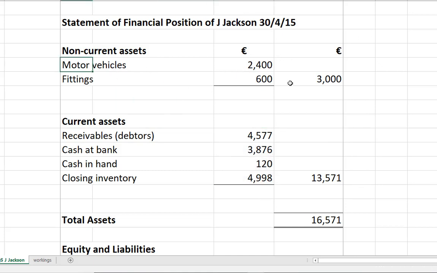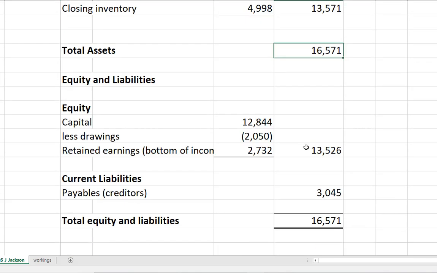Non-current assets are just shown like that. Current assets, short-term assets that are going to change, all these things change in the short term. You'd expect your customers to pay you, hopefully in less than a year. And so that total is still the same. And equity and liabilities, just a subtotal, same as the expenses above, and adds up.